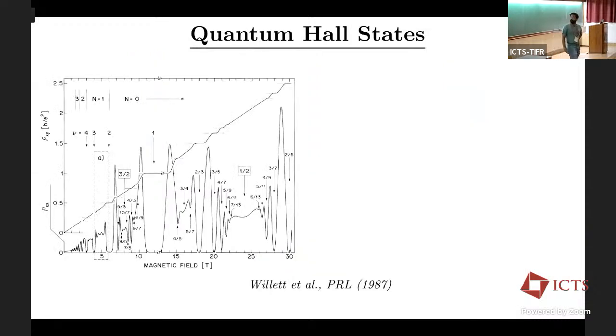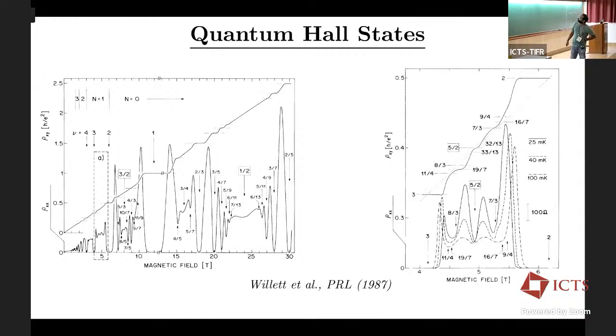Okay, so what is this 5/2? Where does it show up? I didn't show it yet. So you can see this 2, 1/2, and 3/2. These are locations where rho xx does not go to 0.